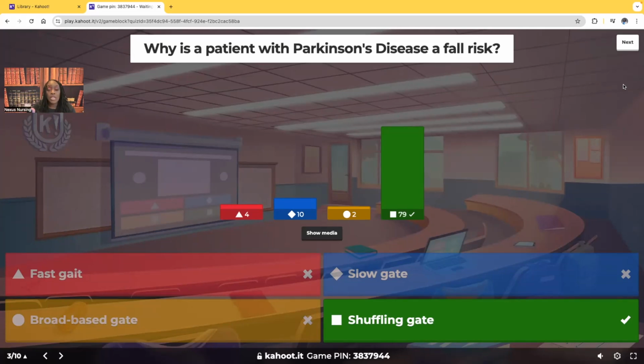Not only are they looking down, which will mess with your sense of balance, but because of the shuffling gait and because the feet are so close together instead of being far apart, they kind of lose their center of gravity. So that increases their risk for falls. This is something very important to know when it comes to the patient with Parkinson's disease.